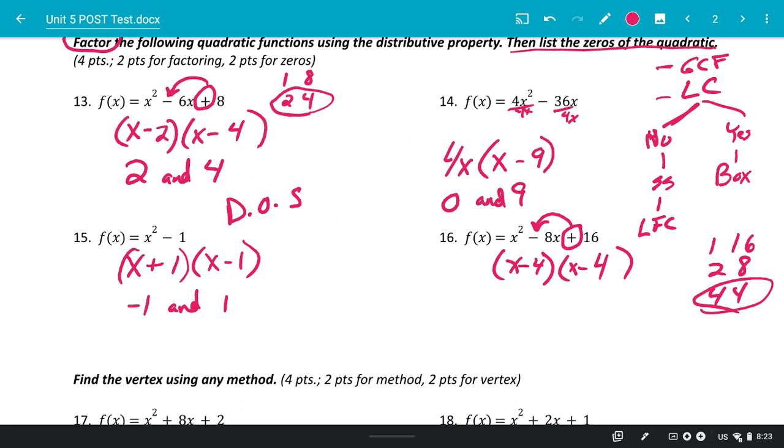Yes. Here, what can I put in for this first X to make it 0? 4. What can I put in for the second X to make it 0? 4. So in this case, I only have 1 zero. For those of you who are interested, that means that at 4 right here, that's where the vertex is, sitting right there on the x-axis. So a lot of confusion in there because there were simple little things that you weren't following step by step.